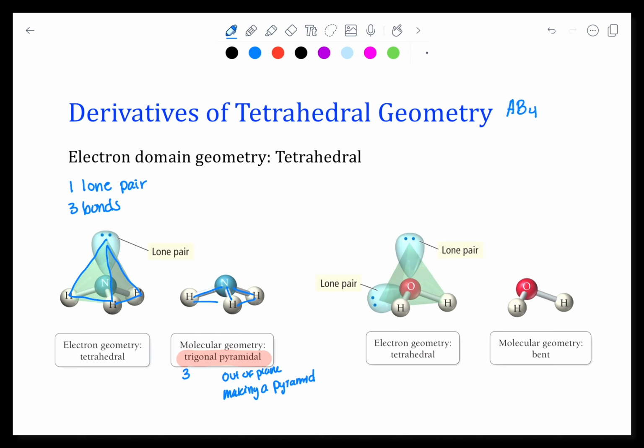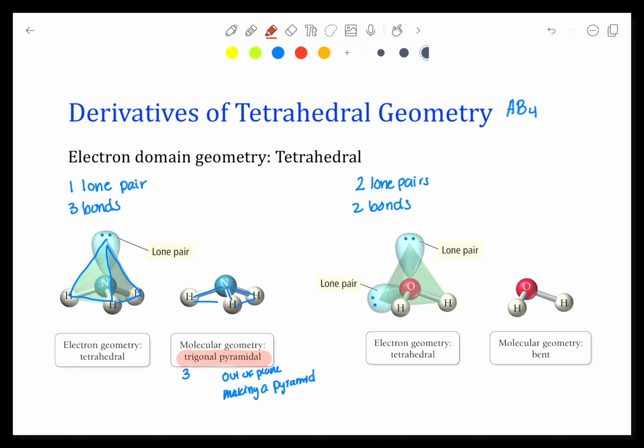We can also replace another one of these bonds with another lone pair, so that brings us to our next example where we have 2 lone pairs and 2 bonds. This is the structure of water. So water's electron domain geometry is tetrahedral. It still has 4 electron domains around it. 2 of those just happen to be lone pairs.